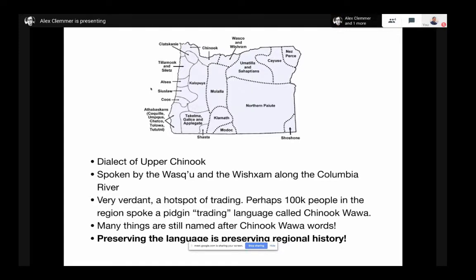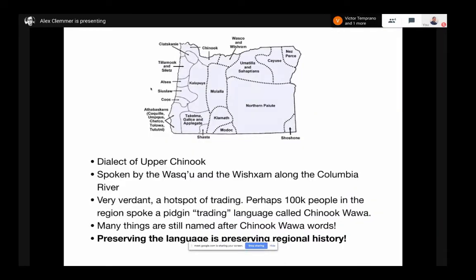So there's a very real sense, and I think this is the thing that I'm trying to impress overall, in which preserving the language here, and in particular preserving Kiksht for us, is preserving regional history. In order to preserve the language in the way that we want to preserve it, we have to preserve aspects of the way of life and things about the way that people in the region lived that would otherwise be lost.